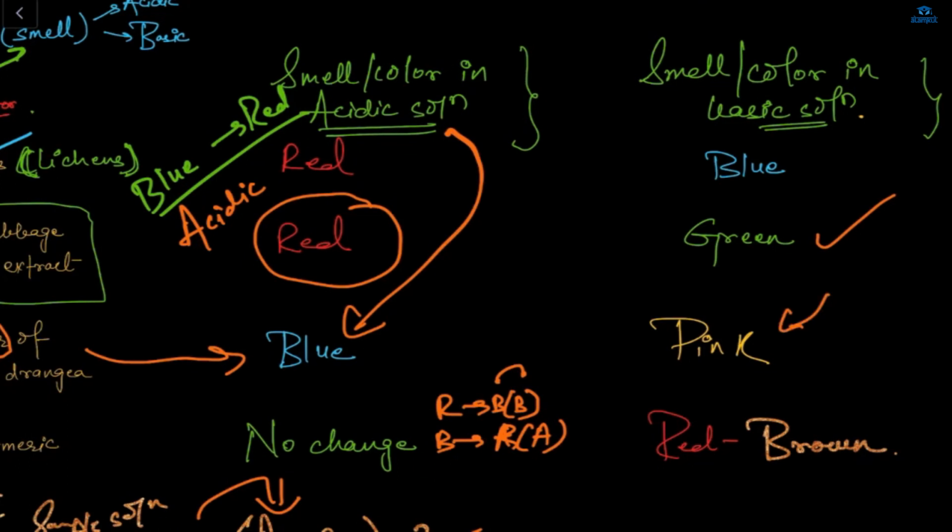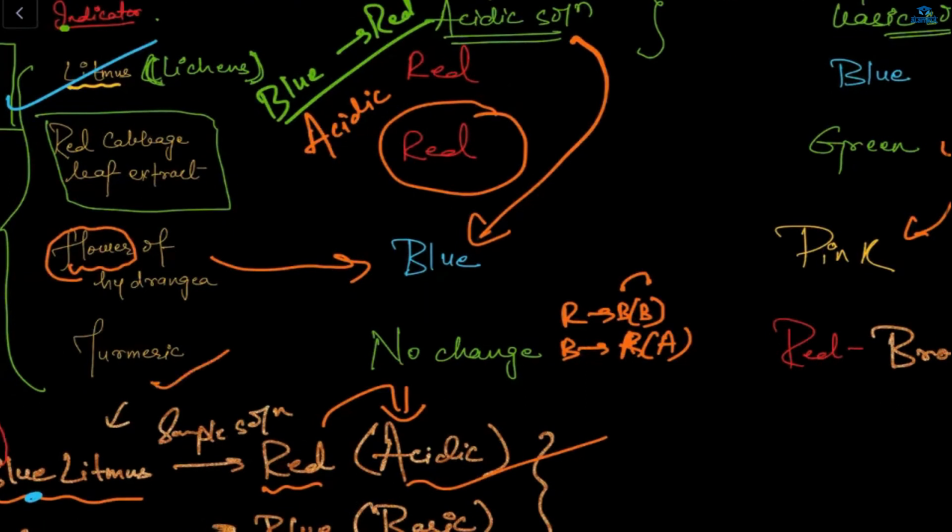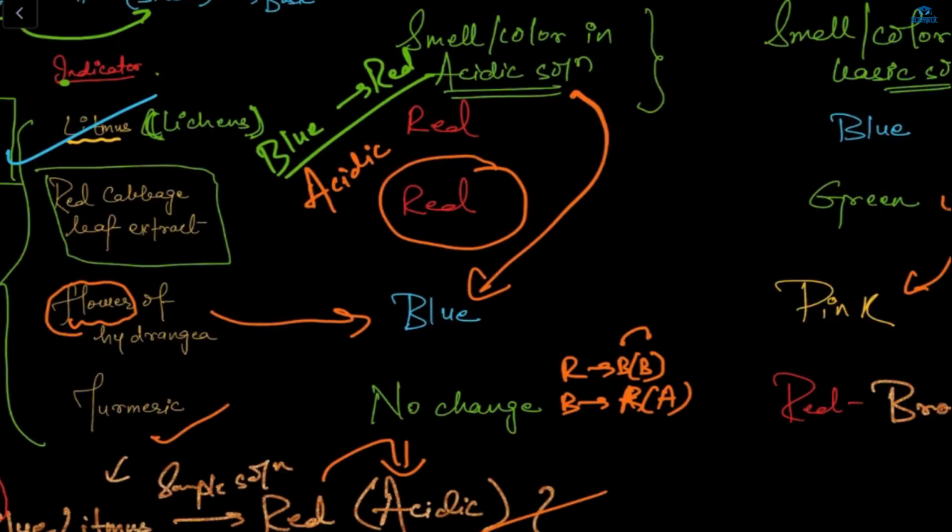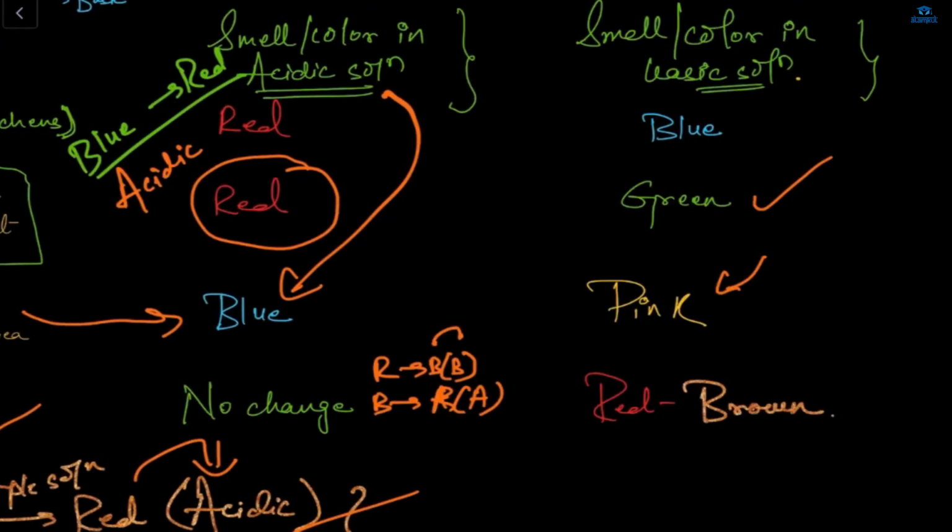So with the help of these kinds of indicators, we can easily predict whether it's an acidic solution or a basic solution. Okay? What about turmeric, haldi? If we mix haldi in an acidic solution, it will not change its color. But what about in a basic solution? It will turn a reddish brown color.